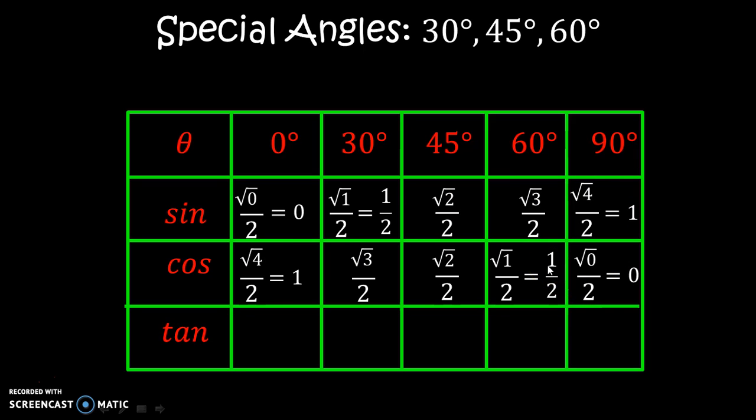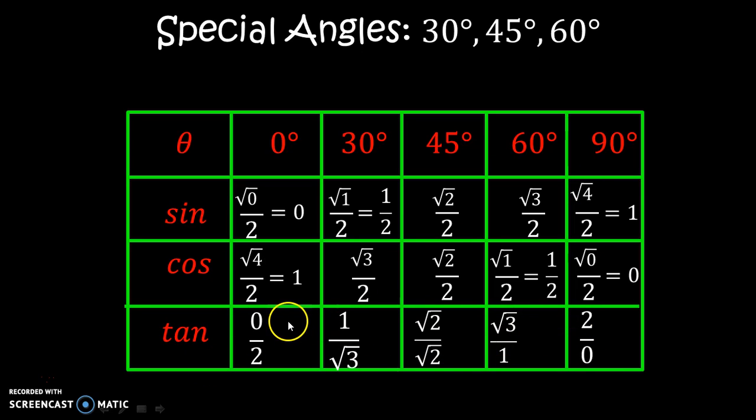How about the tangent function? It's simple. We just copy the numerators of each sine and cosine. Okay, I already simplified it. So the square root of 0 is 0, and the square root of 4 is 2. For this grid, we have the square root of 1 is 1, so it's 1 over square root of 3. And for this 45 degrees, we have square root of 2 over square root of 2. We just get the numerator. You have to remember that. Just the numerators. And for 60 degrees, we have square root of 3 over square root of 1, which is 1. And for the last grid, square root of 4 is 2 and square root of 0 is 0.